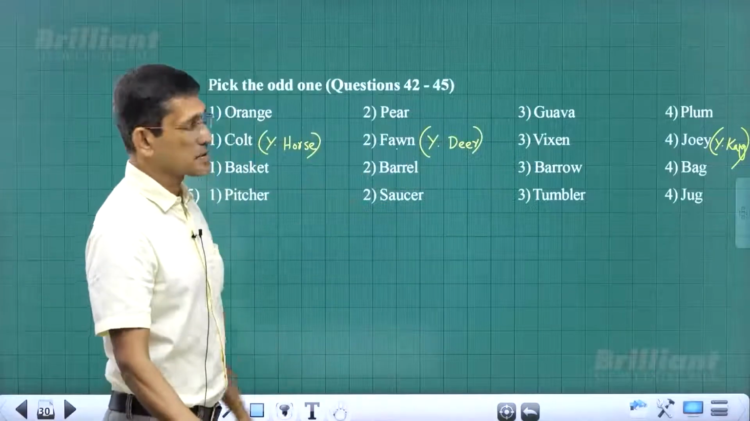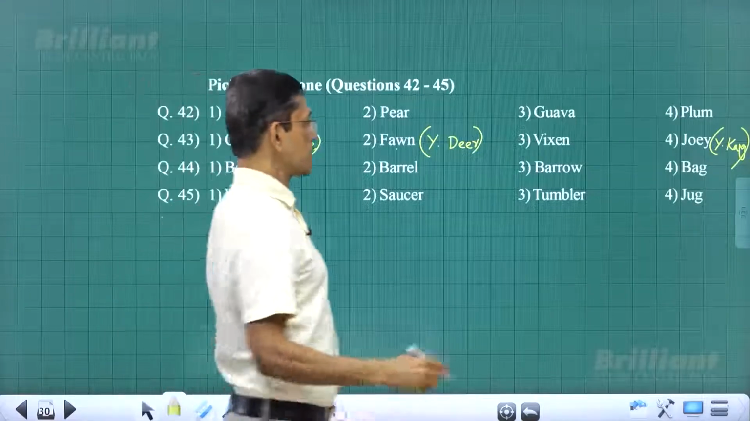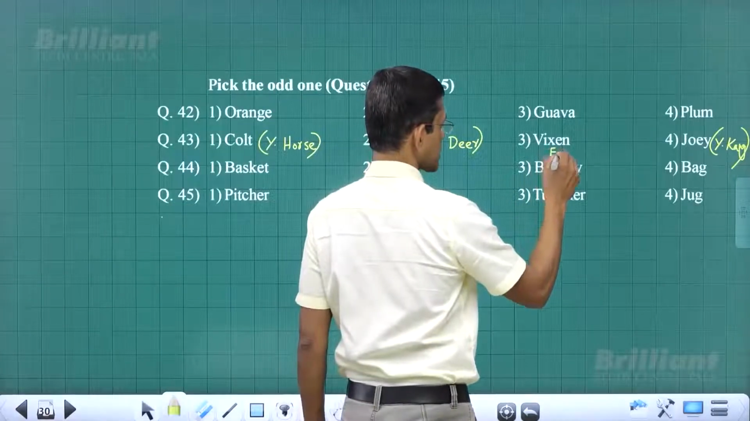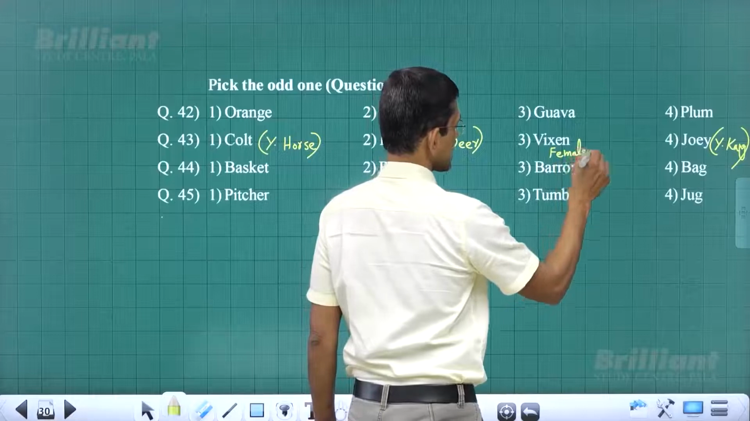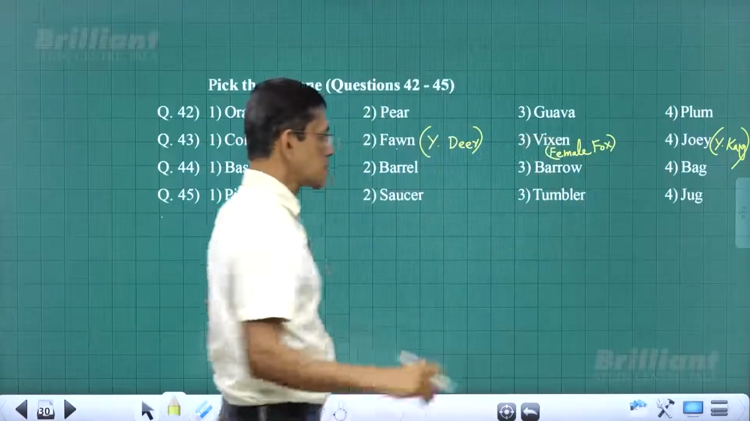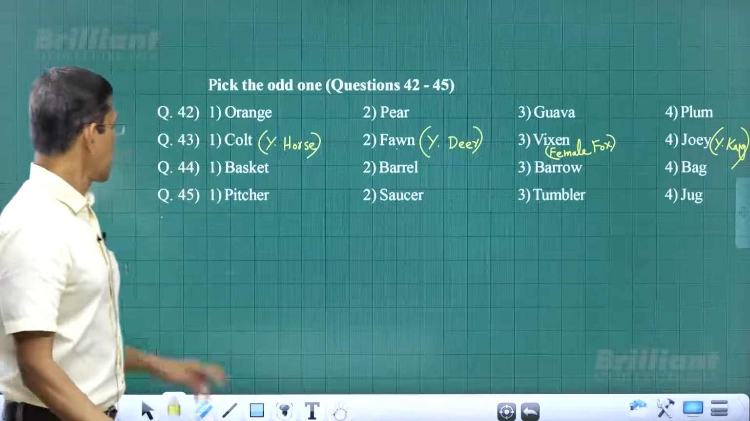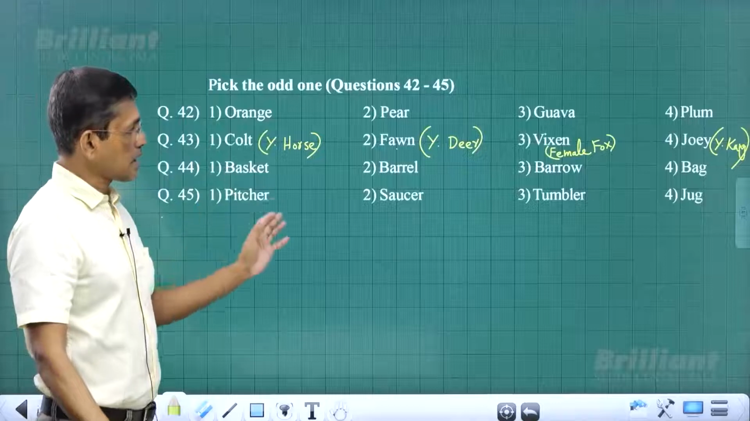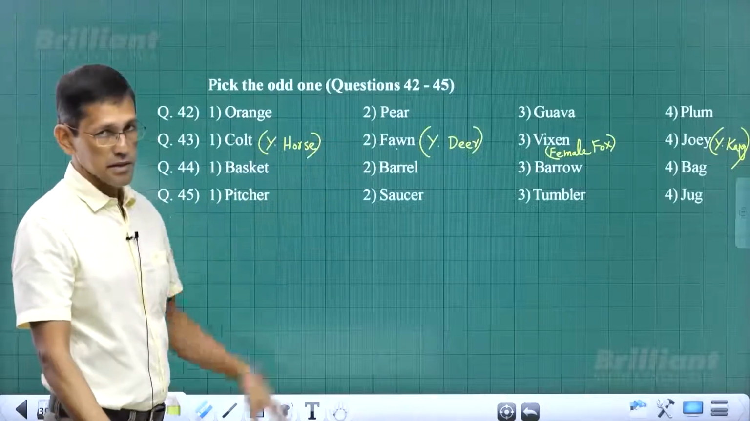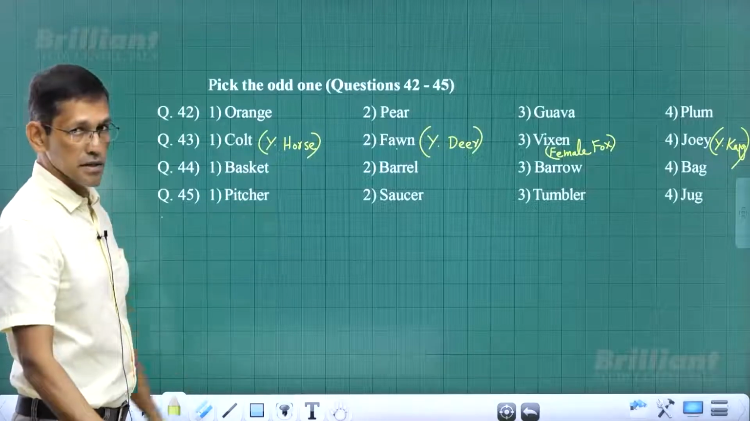How about Vixen? Is it a young one of some kind of animal? Actually, Vixen is a female fox. So all others are young ones in the group, and Vixen is the one which is different from the group. And 44: basket, barrel, barrow, and bag. So basket, barrel, barrow, and bag.